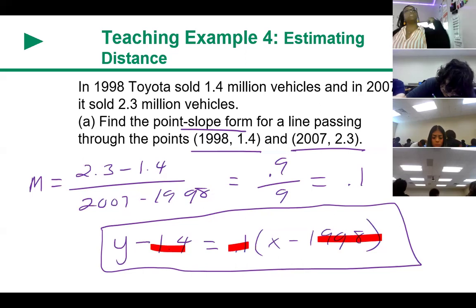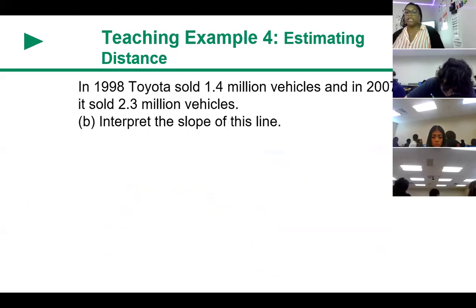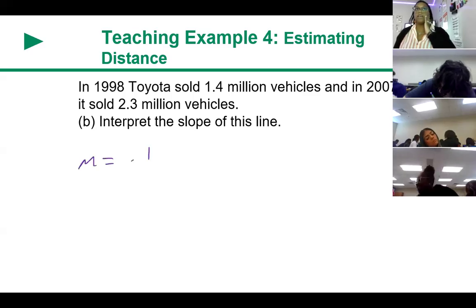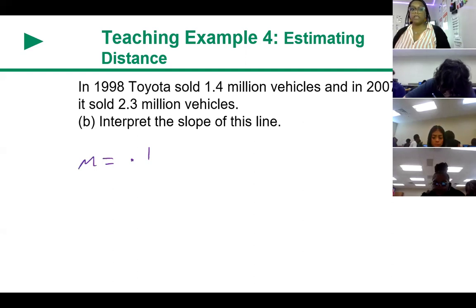Okay, the next part is it wants us to interpret the slope of the line. What does it mean? When it asks you to interpret the slope of the line, it's asking you to define what are the units describing your slope. For example, what are the units of your numerator and what are the units of your denominator? So when we got that our slope equals 0.1, that can be written as 1/10, or as 10 hundredths, right? But that's not what it's asking. It's asking you, what does it mean in terms of this problem?